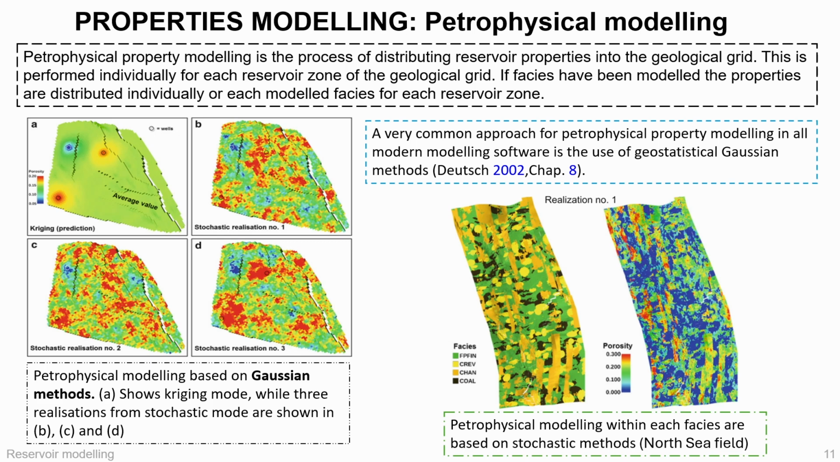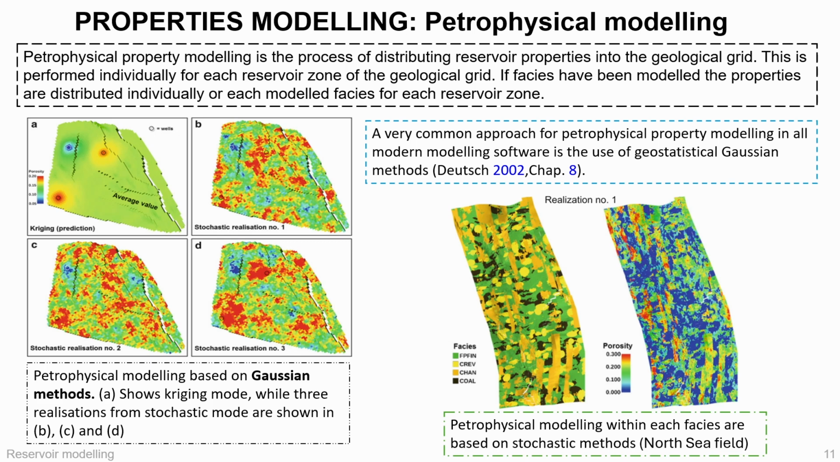Here, the key point is the difference between deterministic and stochastic approaches. A deterministic method may create a smooth best estimate surface, but it can underestimate heterogeneity. Stochastic modeling produces multiple equally plausible realizations that honor well data and spatial correlation.